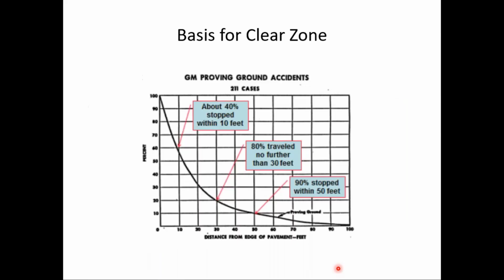The clear zone has been of interest for a number of decades. Interestingly, the first research in this area was not really done by road agencies. It was done by the automakers, interestingly enough. And this is just some data from General Motors proving ground crashes. If you think about it, of course, the automakers have test tracks or proving grounds, or I guess they go by various names, where they test their vehicles in a variety of different manners.